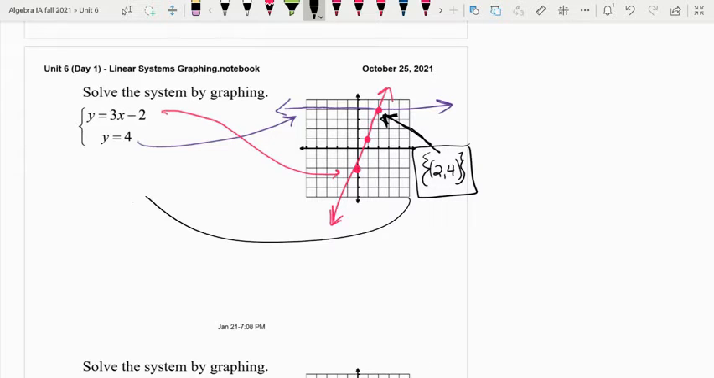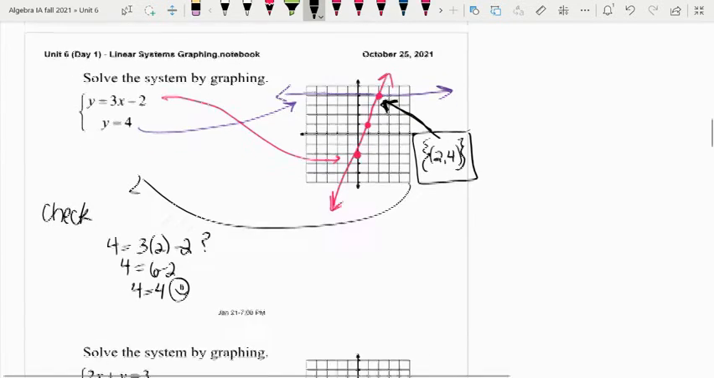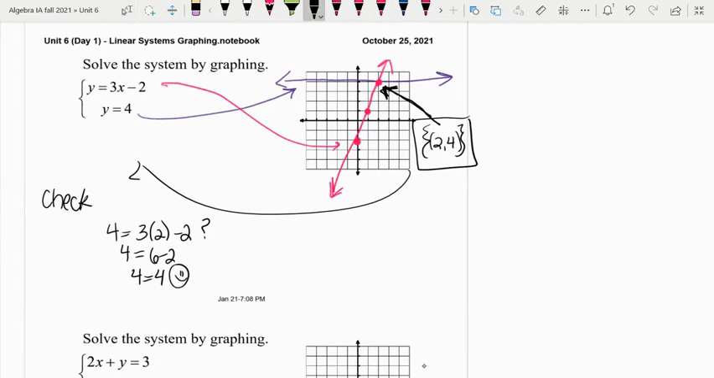Let's do a check on that. Does 4 equal 3 times 2 minus 2? So that's 4. Does that equal 6 minus 2? So 4 equals 4. And in the last one, it says y equals 4, so 4 equals 4. That is yes. So (2, 4) for this example is correct.